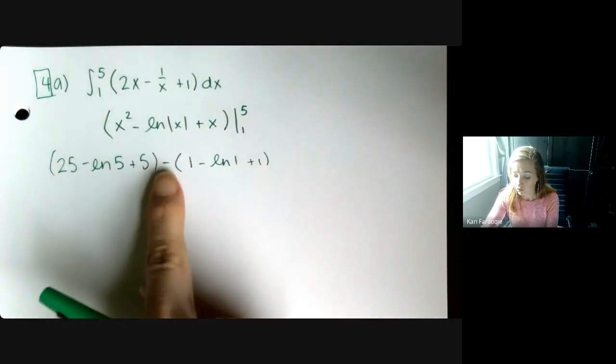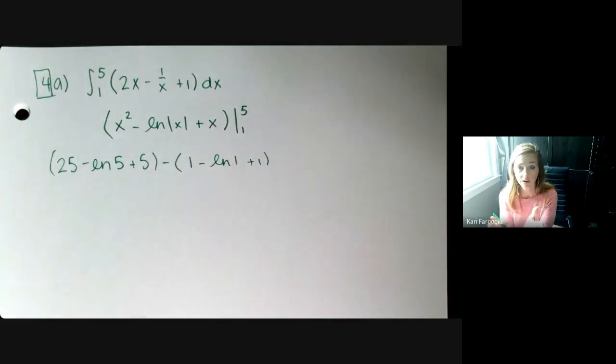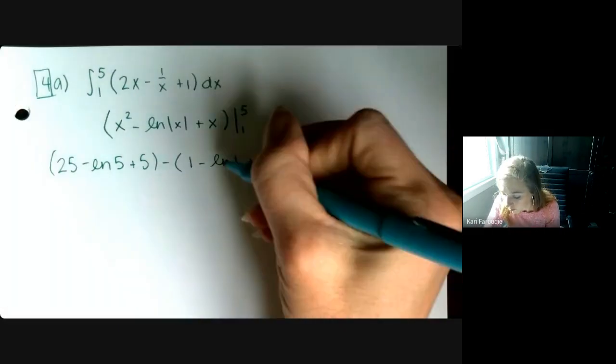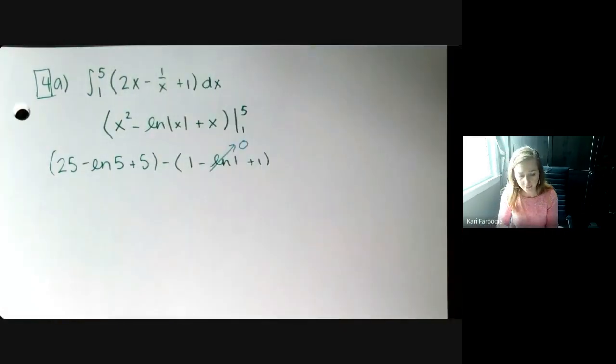If you would like, you can just change the signs and you won't have to worry about the second set of parentheses. I like to keep it though. Old habits die hard. So just keep on keeping on. The natural log of 1 is 0. Hopefully we're used to seeing that from the last chapter.